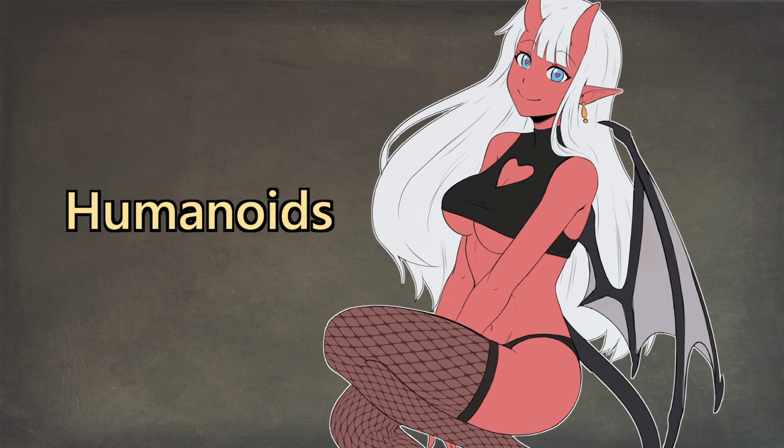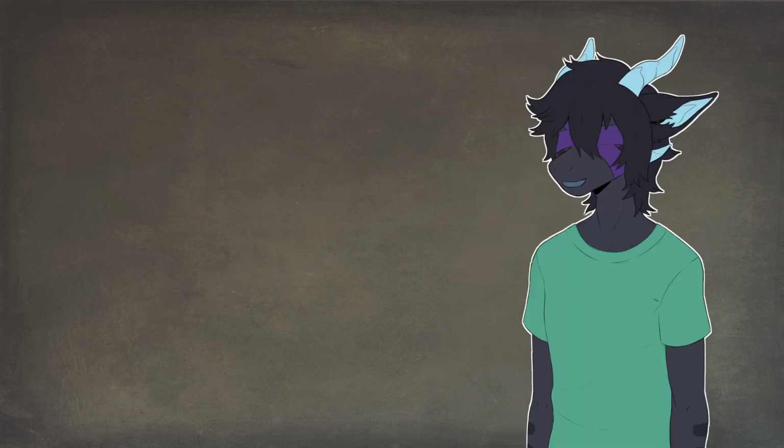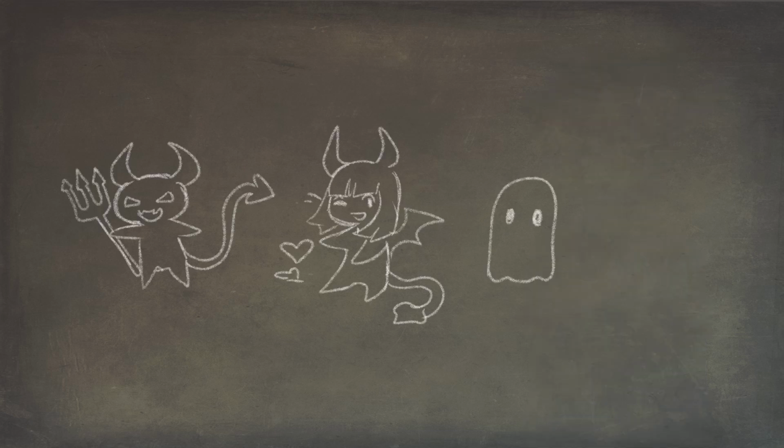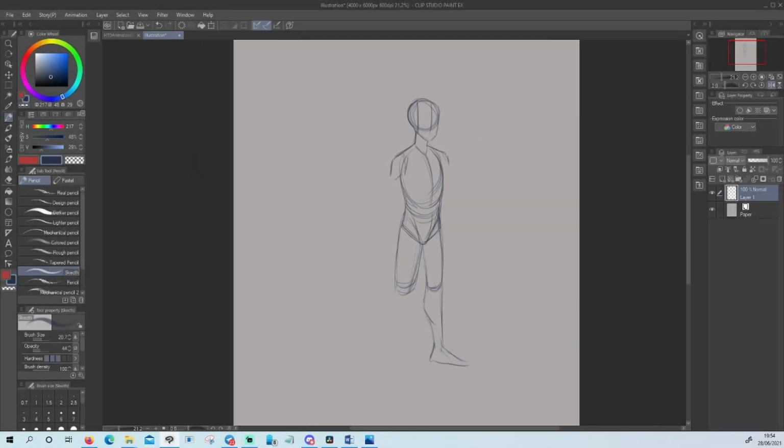Humanoids. Humanoids, as the word says, are monsters that are more human-like, so their anatomy will usually be that of a human. In this category, we can find beings such as demons, succubus, ghosts, or the undead. To draw this type of monsters, first draw a human body. Try to draw it using simple shapes as I'm doing in the video.